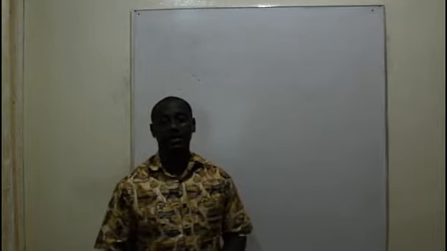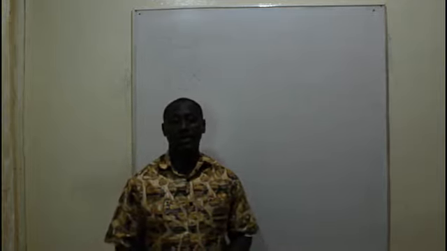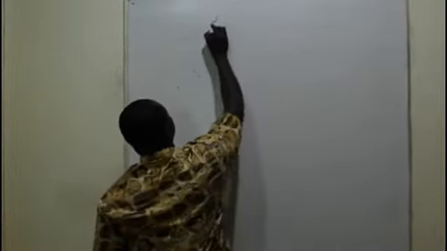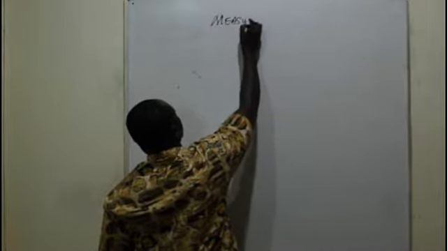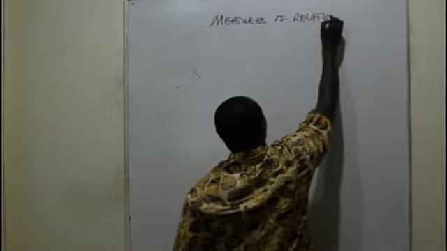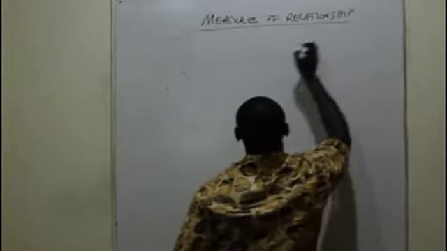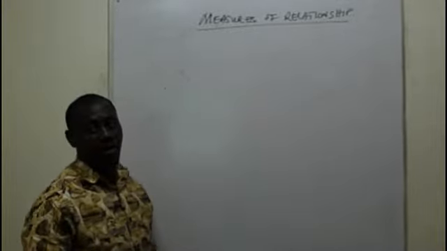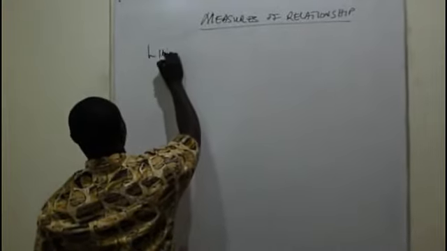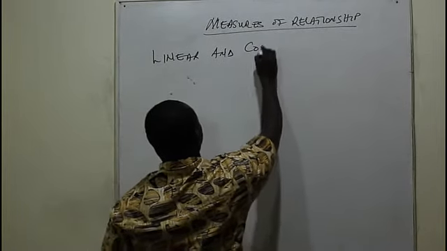Lecture, which is going to be on unit number 5 on your course outline. It's going to be on the topic measures of relationship. And basically, when we talk about measures of relationship, our focus is going to be on linear regression and correlation coefficients.